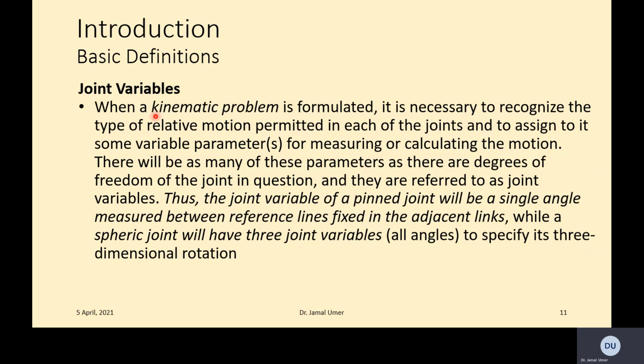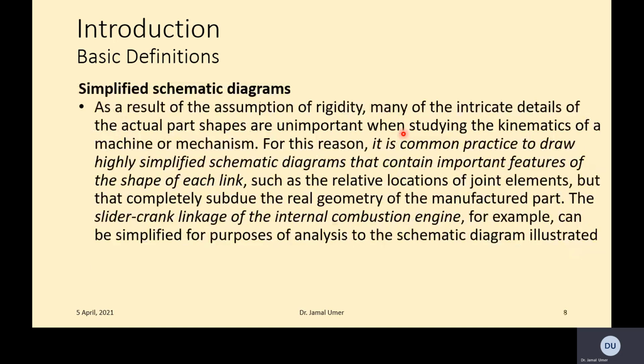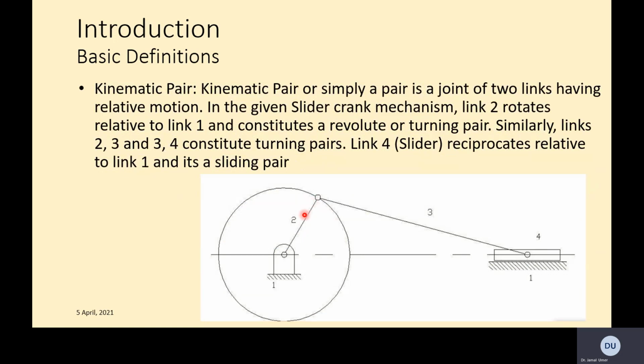I will repeat again just for you. When a kinematic problem is formulated, it is necessary to recognize the types of relative motion permitted in each of the joints and to assign to it some variable parameters for measuring or calculating the motion, right? For example, I will just go back to explain this. In the slider crank mechanism, we have identified that at 2 and 3, 2 and 1, there was a turning pair. So what does it mean? There is a relative turning motion at this particular joint.